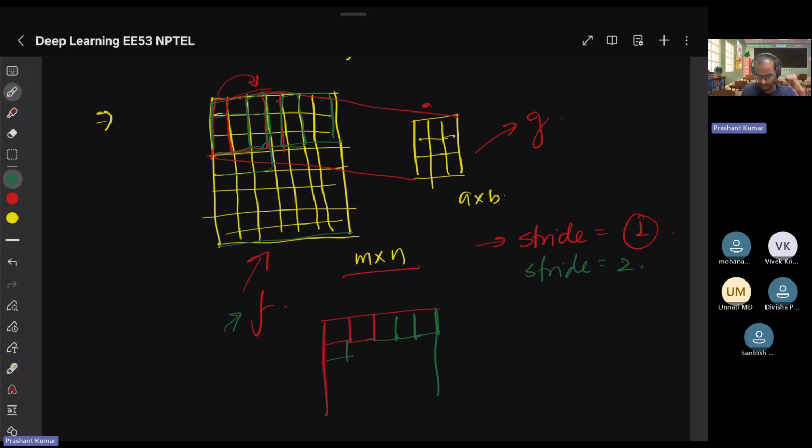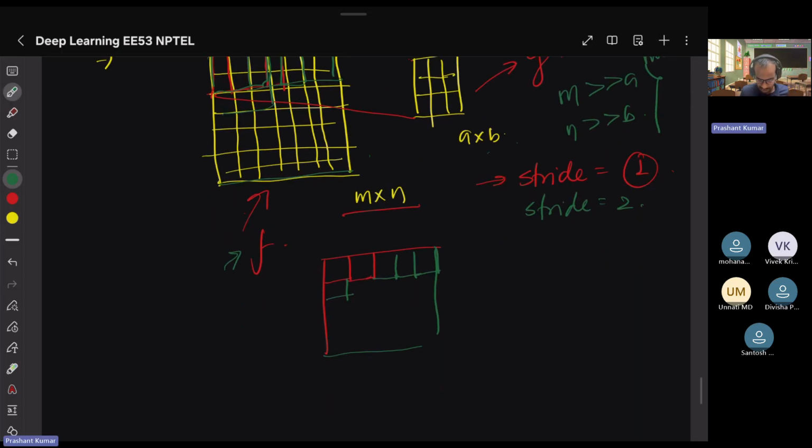Now let's say I have this m cross n matrix as a function f, and a kernel of dimension a and b, where m is much greater than a and n is much greater than b, and those are natural numbers, not integers.